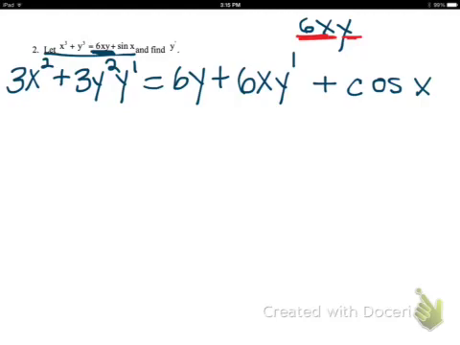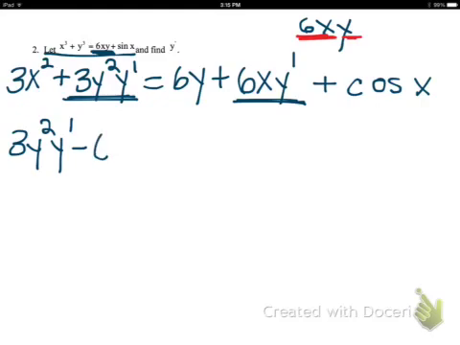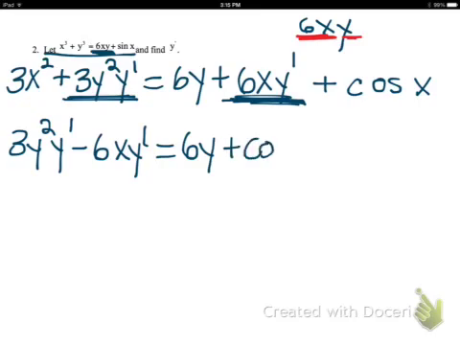Now, I want to solve for y prime. So I have two terms that have y prime in them. So I'm going to collect those on one side of the equation. So I'm just subtracting this to the left. And I'm going to leave the 6y plus cosine on the right, and I'm going to subtract the 3x squared. Okay, so you're just bringing all of the terms that have y prime in them to the left, so then you can factor the y prime out.